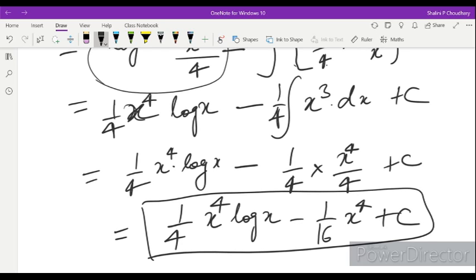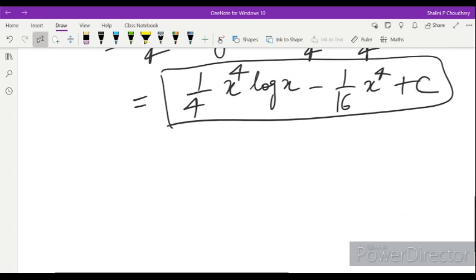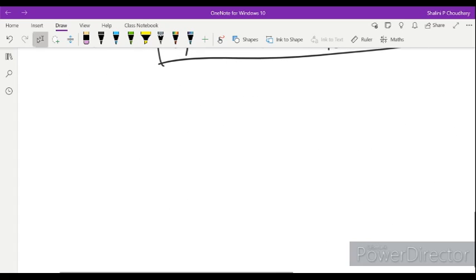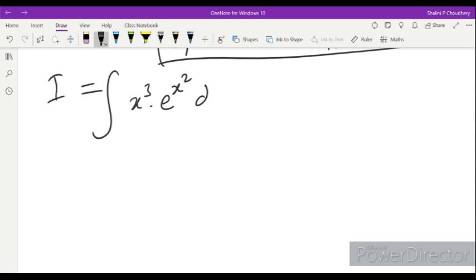So this will be the value. Okay. Now we'll do the next question based on the concept, and we'll take another question. I is equal to, what value we have to find out? The integral of x to the power 3 multiplied by e to the power x to the power 2 dx.